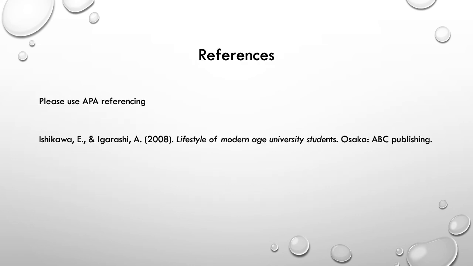References: there are lots of different referencing styles. For the purpose of this report, use APA referencing. If you're not sure, check the internet. Here we start with the family name, comma, abbreviation of first name, bracket, year of publication, and a bracket, full stop. Then the title of the book in italics, followed by the place of publication, and then also the publisher's name. Referencing is not difficult. Check Google, and they can give you very specific step-by-step instructions.